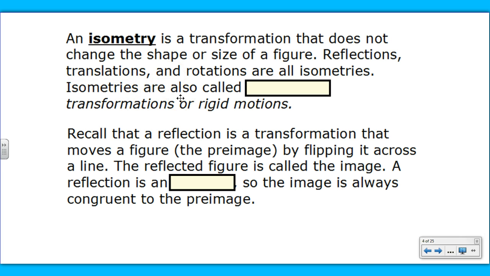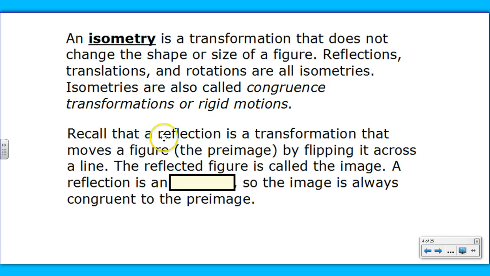Isometries are also called congruence transformations or rigid motions. I like that term, rigid motions. It feels like something is not moving, very rigid, right? Congruence transformations is another great term. Congruence meaning the same, right? Congruent, equal in size and shape. So we can call isometries congruence transformations or rigid motions.